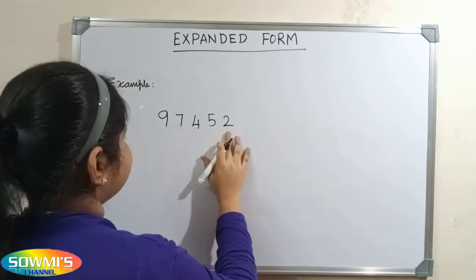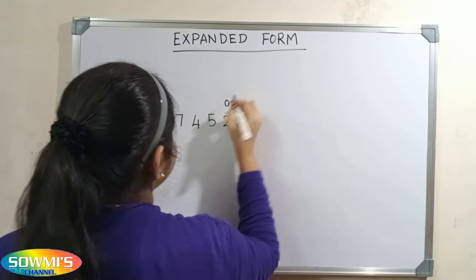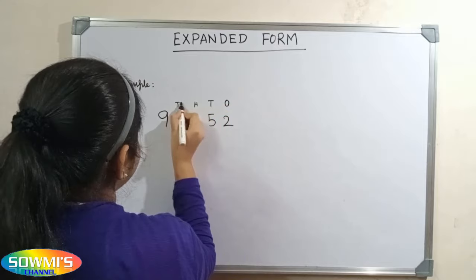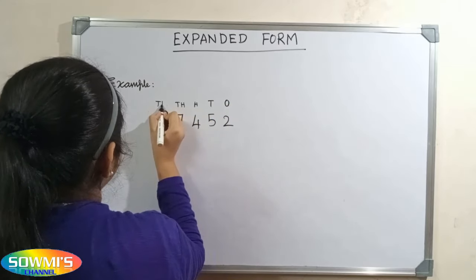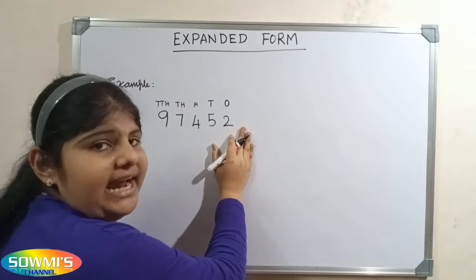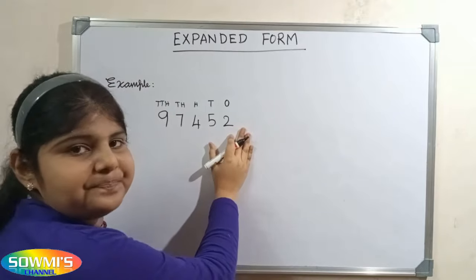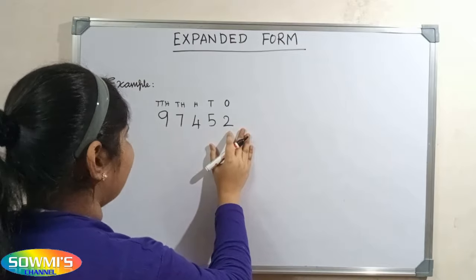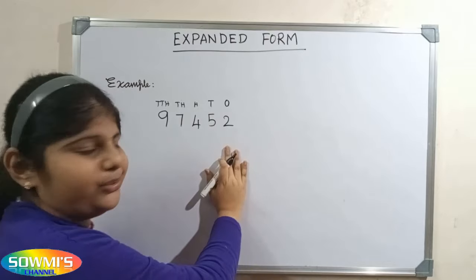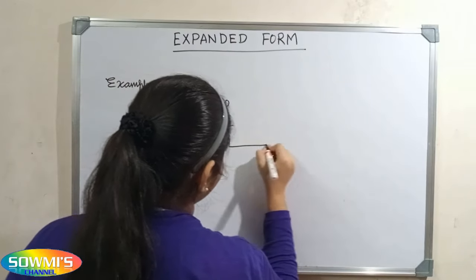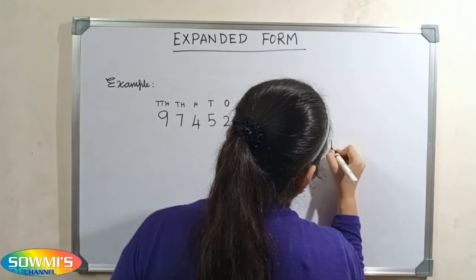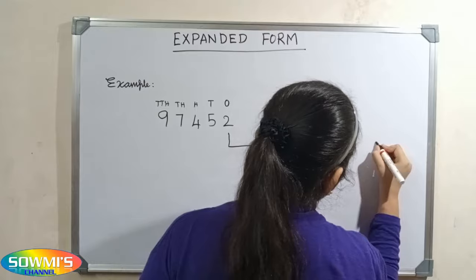First, we have to write the places: ones, tens, hundreds, thousands, 10,000. Next, we have to write the place values of these digits. First, we will find the place value of 2. 2 is in the ones place. So, the place value of 2 is 2 multiplied by 1, which is equal to 2.